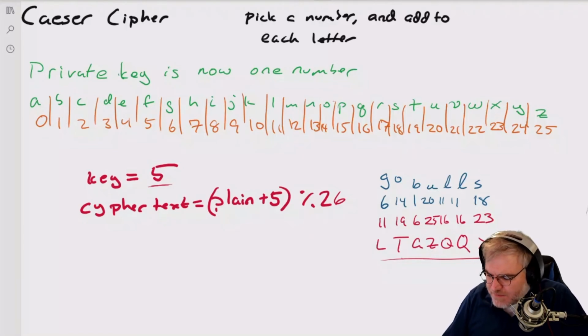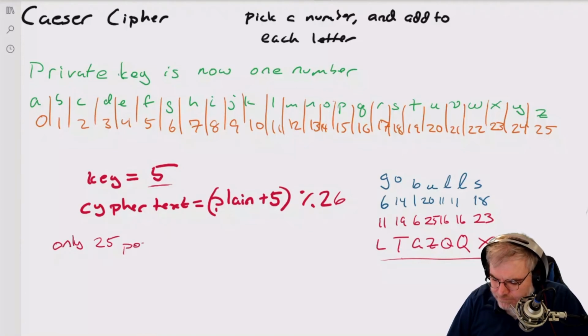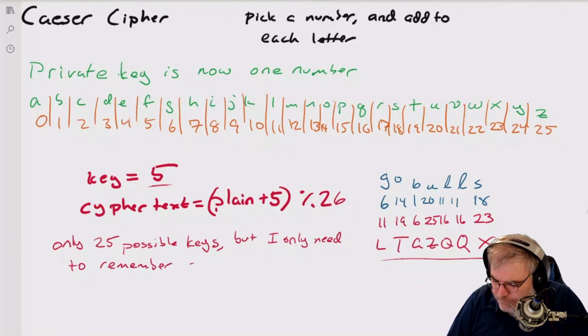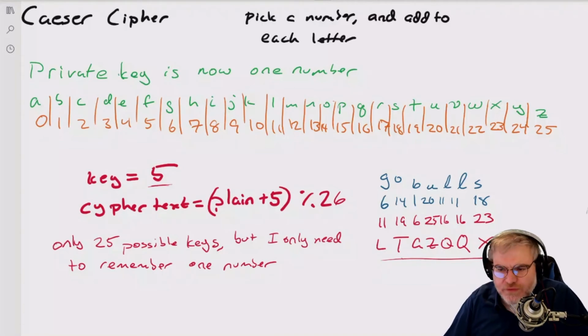There's only 26 possible keys, 25 if I throw out the one where everything's just itself. Right? There are only 25 possible keys, but I only have to remember one number. And it's very fast. A skilled operator could do this very, very quickly.